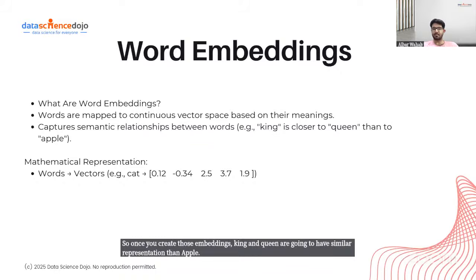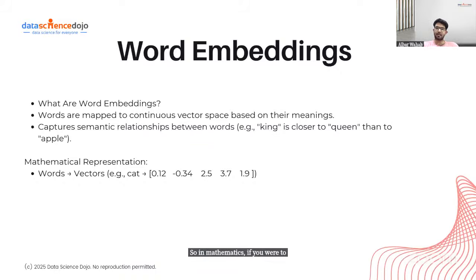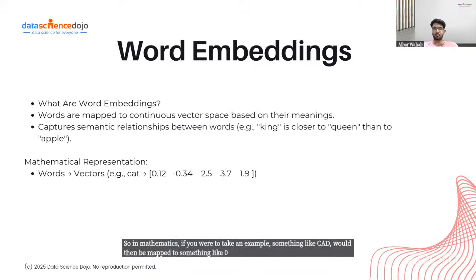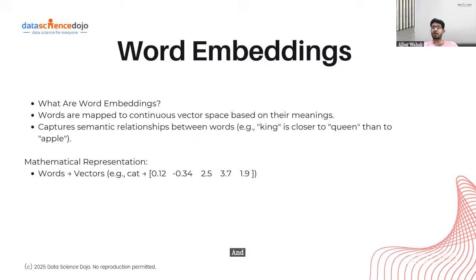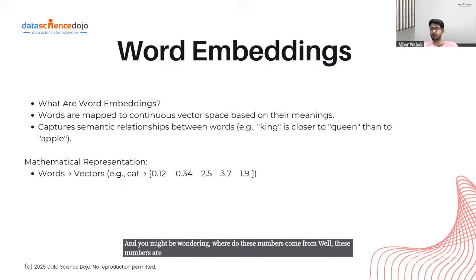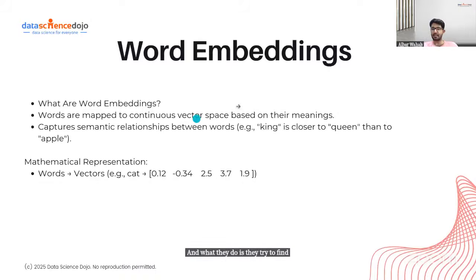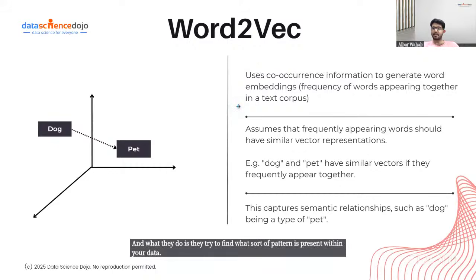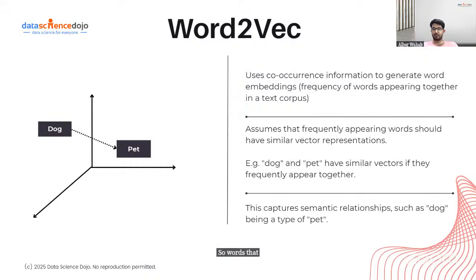So in mathematics, if you were to take an example, something like cat would be mapped to something like 0.12, negative 0.34, 2.5, 3.7, and 1.9. This is just a random example. And you might be wondering, where do these numbers come from? Well, these numbers are extracted with the help of neural networks. And what they do is they try to find what sort of pattern is present within your data. So words that appear together, such as dog and pet, will have similar vector representation.